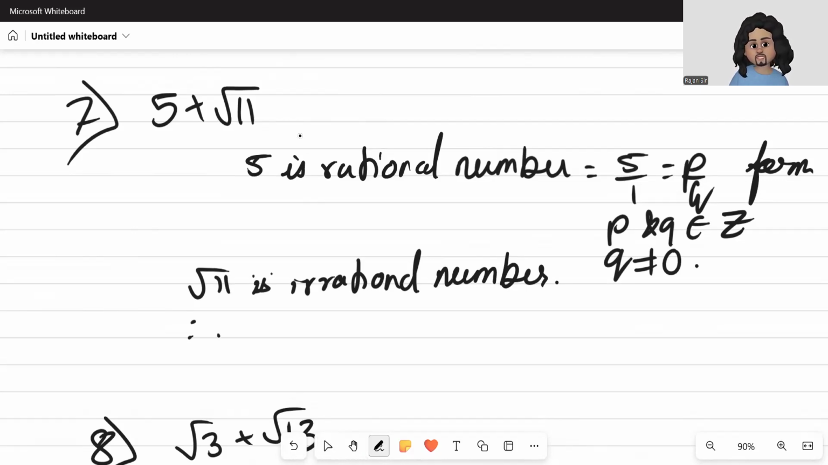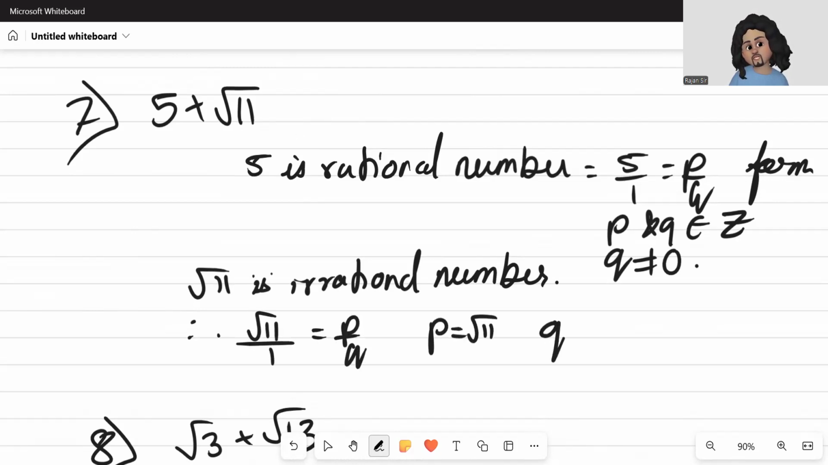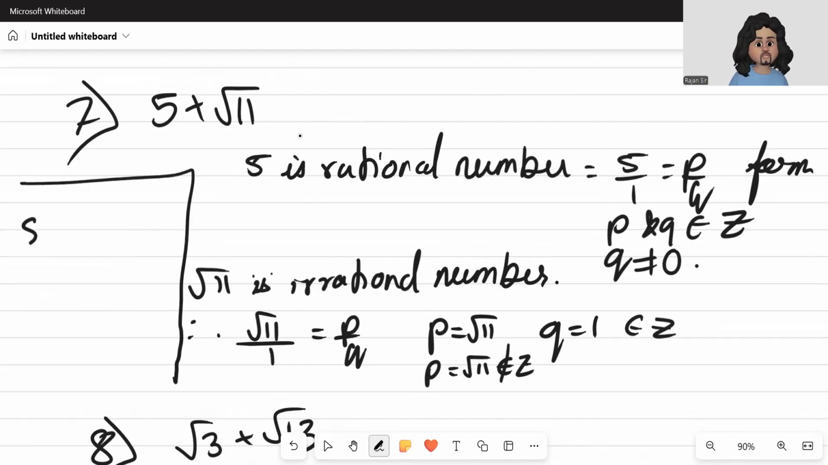Therefore, you can write root 11 as root 11 by 1, which is p by q, where p is root 11 and q is 1. P, that is root 11, does not belong to Z. Okay, q belongs to Z. So therefore, you can write 5 plus root 11 is an irrational number. That is, a combination of a rational and an irrational number will ultimately be an irrational number.